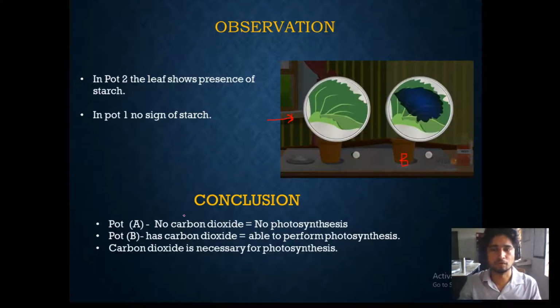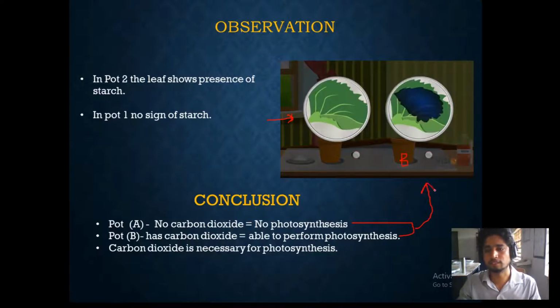So what can we conclude from this? In part A, there was no carbon dioxide, so there was no photosynthesis. In part B, there was carbon dioxide, so they are able to perform photosynthesis. And how did we test whether there is photosynthesis or no photosynthesis? We did the starch test.